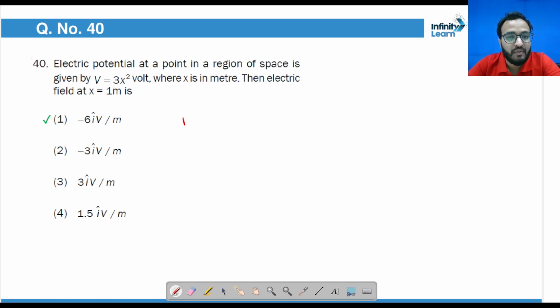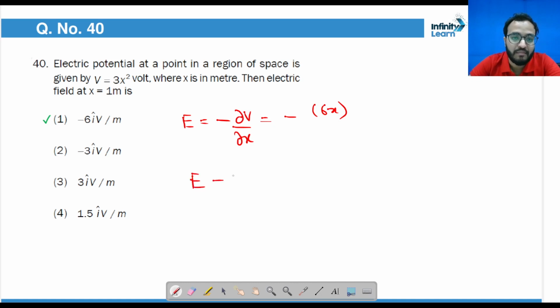Now this is very simple. What is electric field? Electric field is minus del V by del X. So it is minus differentiation of 3x square, which is 6x. So electric field is minus 6x, and x equals 1. So answer is minus 6.